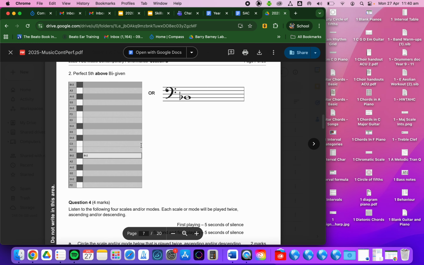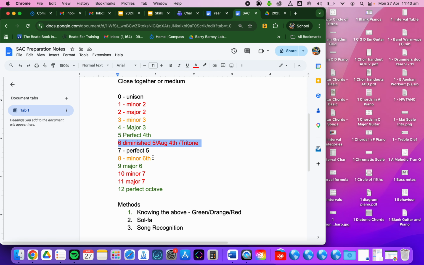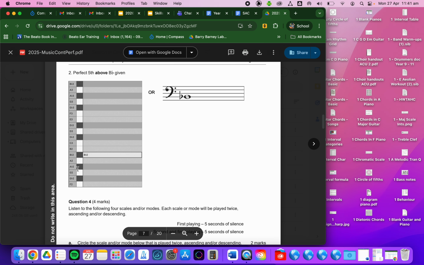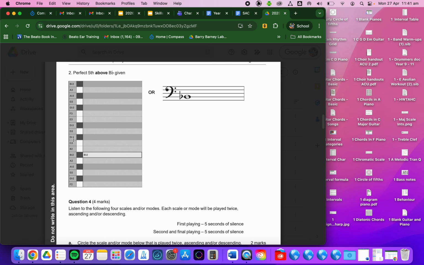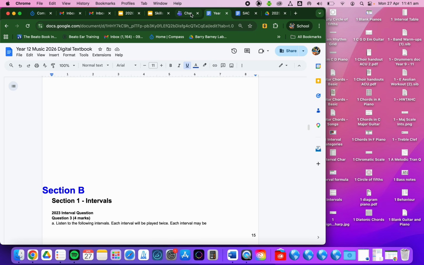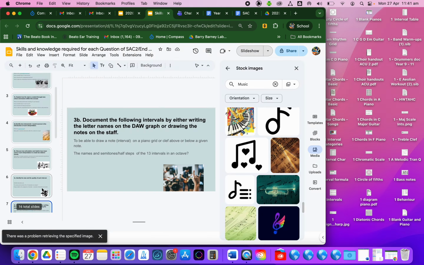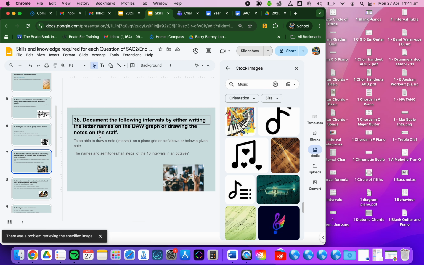The next one is B flat given in the bass clef and the piano grid, and you've got to go up a perfect fifth. So if you know this list, it's 7 steps. So we're going from B flat, 1, 2, 3, 4, 5, 6, 7 to F. If you write F3 here, or you write F on the bass clef, you'll get it correct. That one's pretty straightforward. It's only worth a couple of marks, but it's better than not getting those 2 marks in the test. So you just need to know your treble clef and your piano grid.